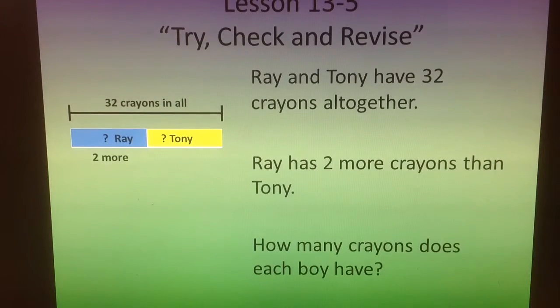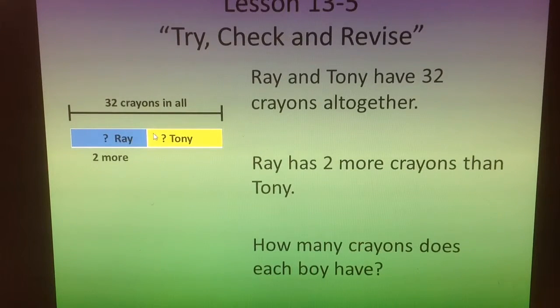Okay, another question. Ray and Tony have 32 crayons altogether. Ray has 2 more crayons than Tony. How many crayons does each boy have? One of the strategies I taught my students for problems like this is to begin by splitting the big number in half. In this case, 32 is the big number, and we can split that in half because we know it was shared between 2 people.